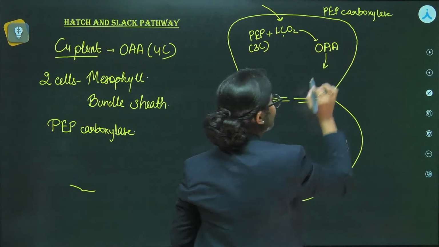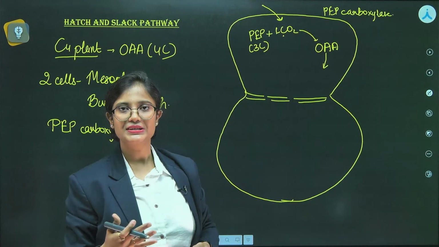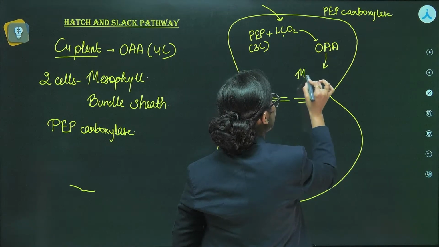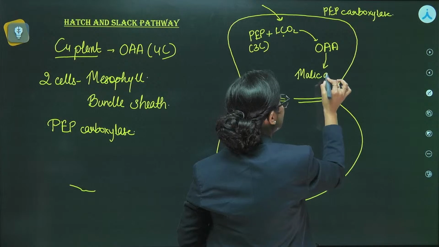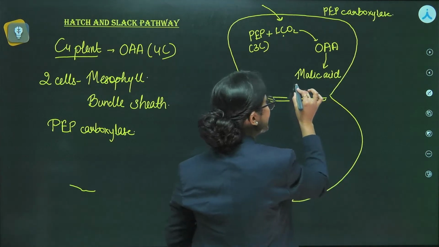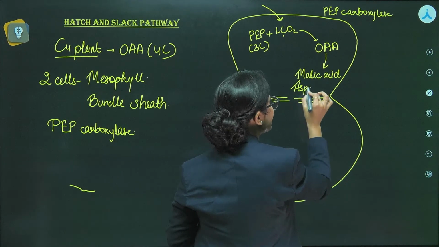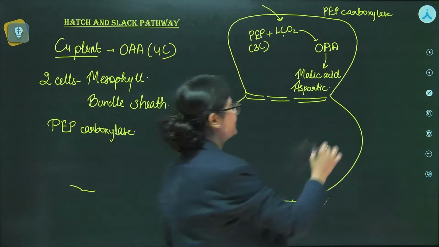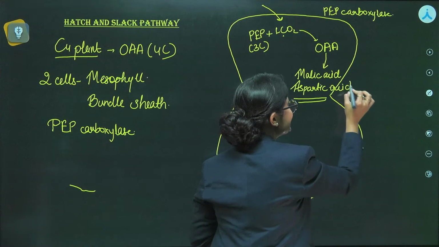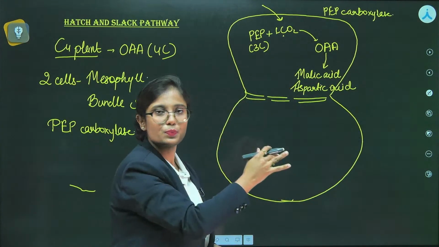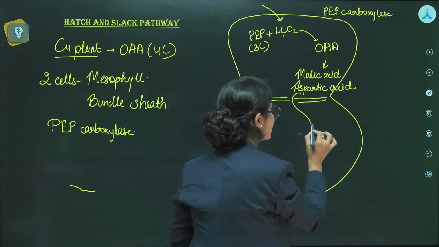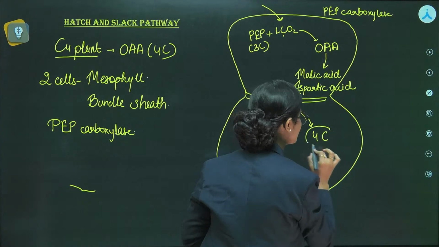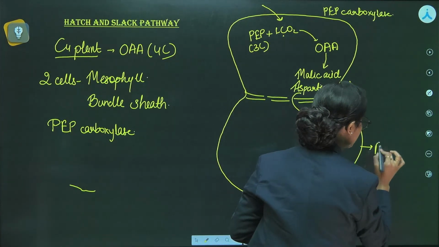So, this 4 carbon compound will get converted into another 4 carbon compound. It could be malic acid, that is malate, or it could be converted into aspartic acid or aspartate. Right? Now, this acid will get transported to the bundle sheath cell. This 4 carbon compound gets transported into the bundle sheath cell.